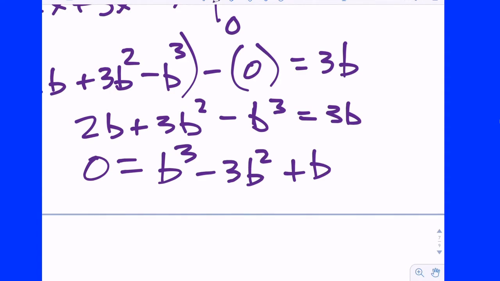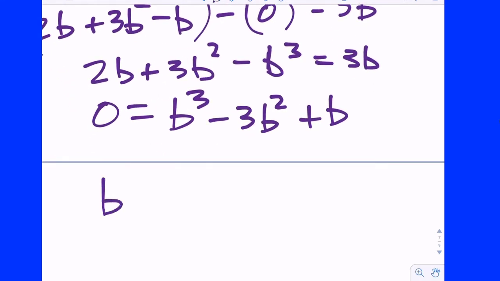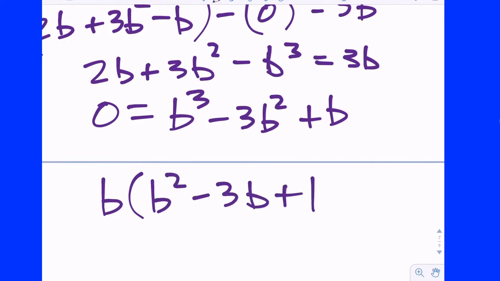And there you go. Now, luckily, there's no constant, right? Whew. If there were a constant, we would be kind of trying like to do trial and error or something like that so we can find at least one root to synthetically divide out. But the fact that there's no constant means that I can do what? Pull out a common factor. And we're left with b squared minus 3b plus 1. And that equals 0.